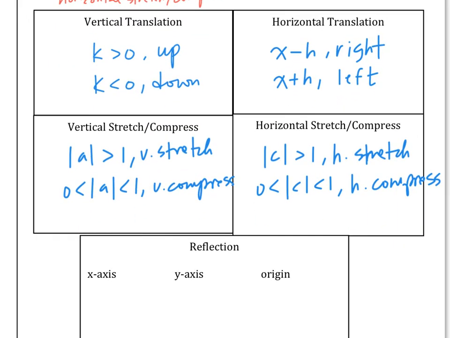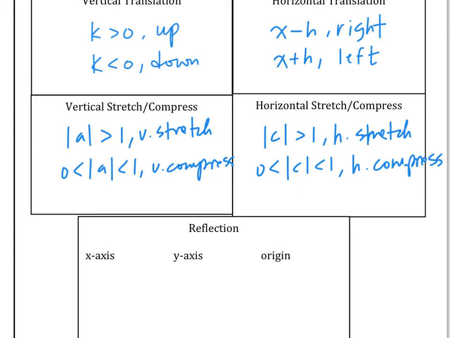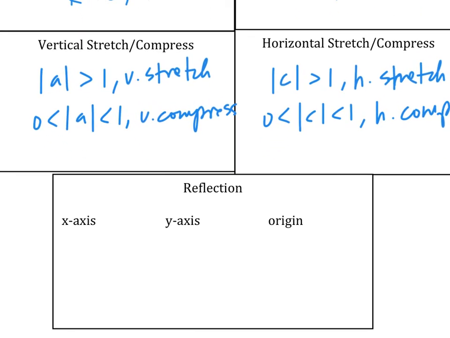The last thing is reflection. X and y-axis, and this year there's a new one called origin. So origin, remember, means we're going to flip it 180. Okay, x-axis is the negative inside or outside? Do you still remember? Is the negative inside the function or outside the function? Outside, yes. So y-axis, where is the negative? Inside, yes. Origin means the negative is outside and inside.